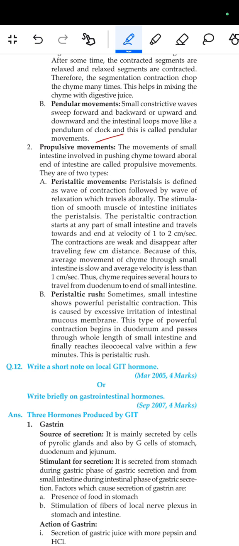Propulsive movement. The movement of the small intestine involved in pushing the chyme towards the anal end of the intestine is called the propulsive movement. They are of two types: peristaltic movement or peristaltic rush.